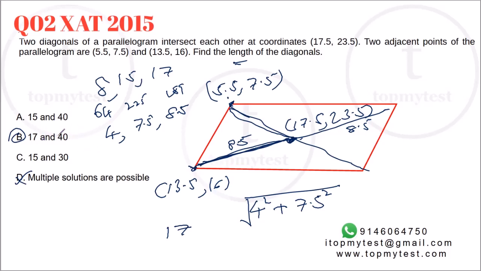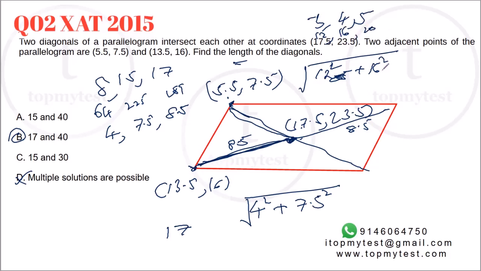If you just want to verify whether the other diagonal adds up to 40, let's take this one. 17.5 minus 5.5 will be 12, and 23.5 minus 7.5 will be 16. So 12 square plus 16 square, square root. Now 3, 4, 5 is a right angle triangle. 3 into 4 will be 12, 4 into 4 will be 16, 5 into 4 will be 20. So this will give us 20, and this will give us another 20. 20 plus 20 will be 40. Option B. However, the moment we find a 17, we can mark the answer here itself.